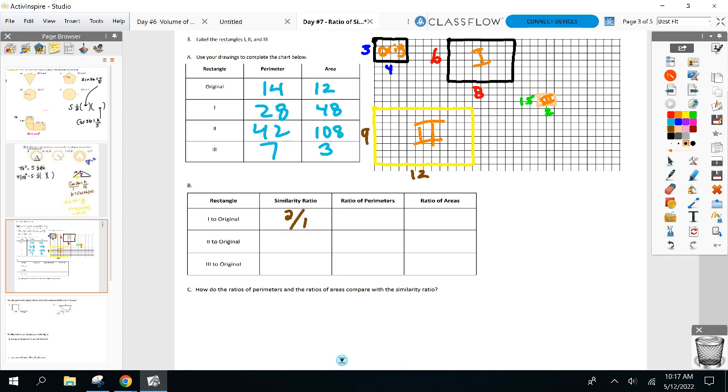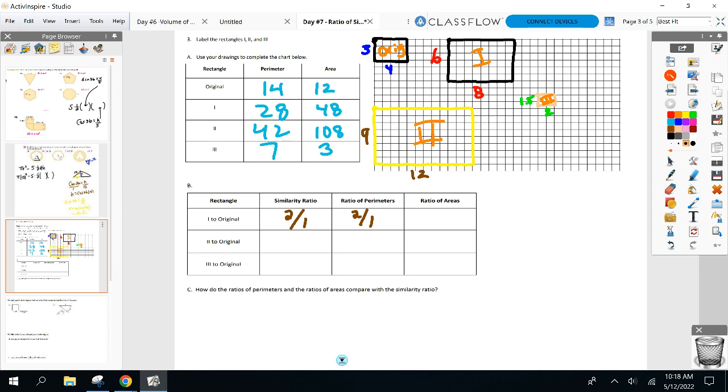Can you guys look at the chart now? What was the ratio of their perimeters? Look at rectangle 1's perimeter to the original's perimeter. 28 over 14. 28 over 14 reduces down to 2 over 1. Now do it for the areas. What was the area for rectangle 1?